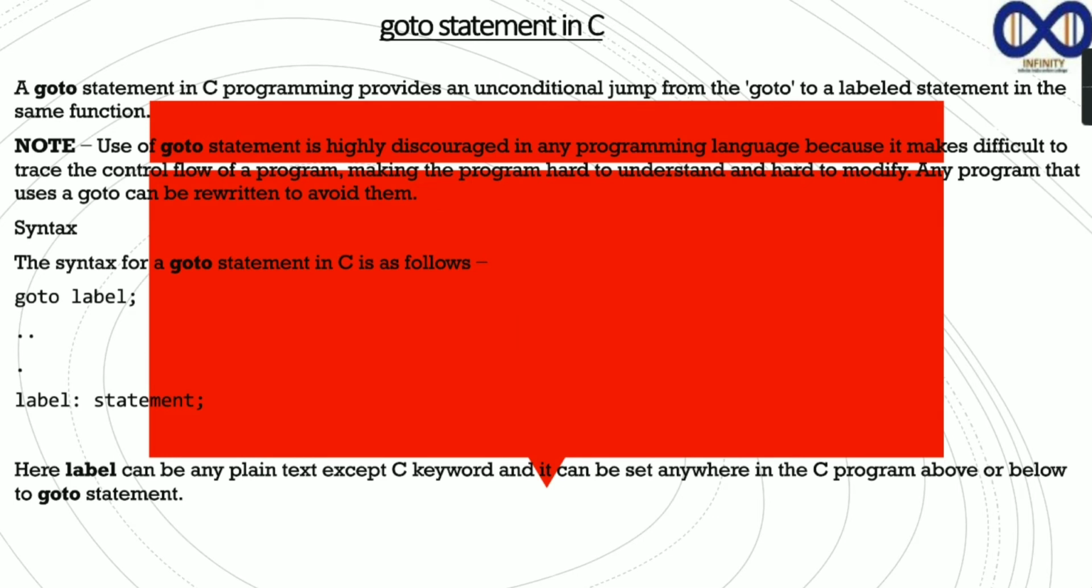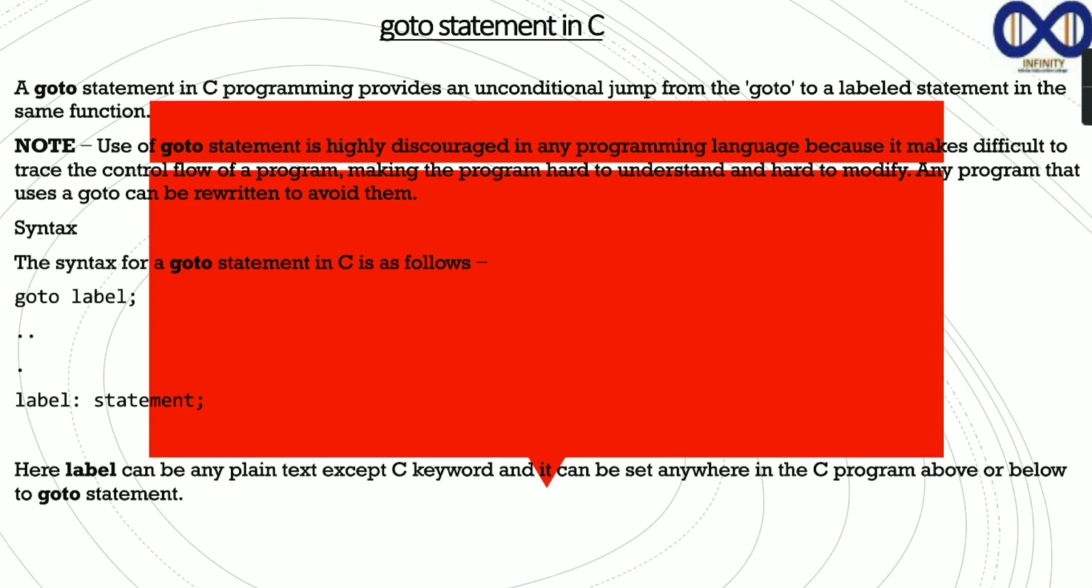So the goto statement in C. A goto statement in C programming provides an unconditional jump to a labeled statement in the same function. Note: the use of goto is discouraged in any language because it makes it difficult to trace the control flow of a program, making the program hard to understand and hard to modify. Any program that uses a goto can be rewritten to avoid it.